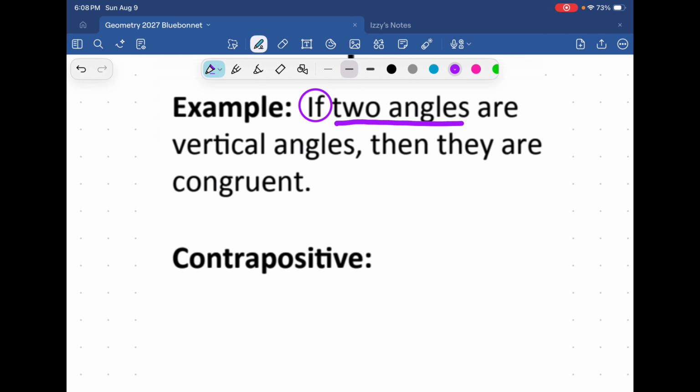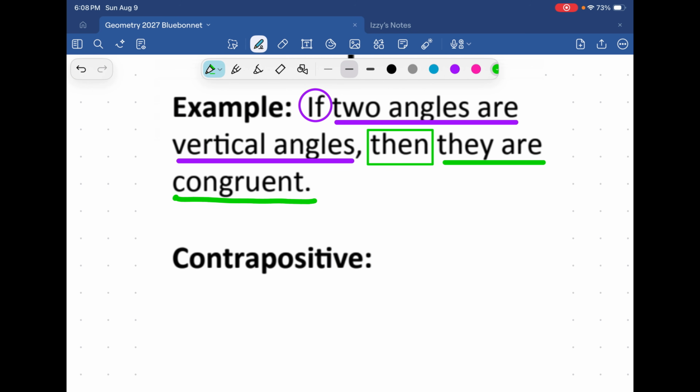Remember, we're circling the word if, and everything until the comma is our hypothesis. We box in the word then, and everything after it until the period is our conclusion. All right, so we're going to switch the colors, switch the conclusion and hypothesis. We're going to keep the circle and the box where they are.